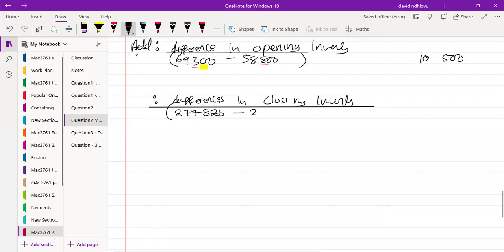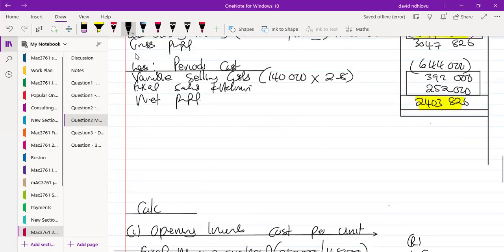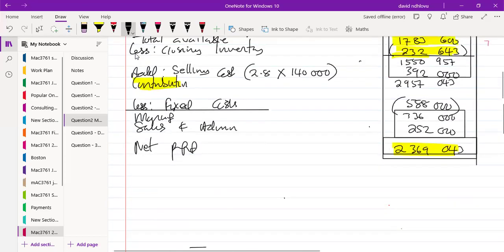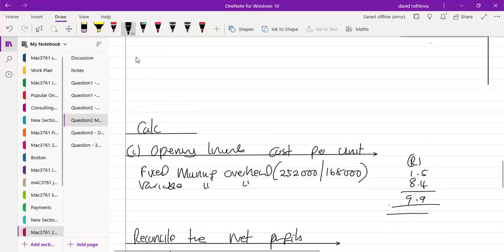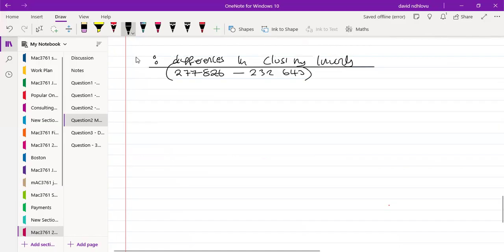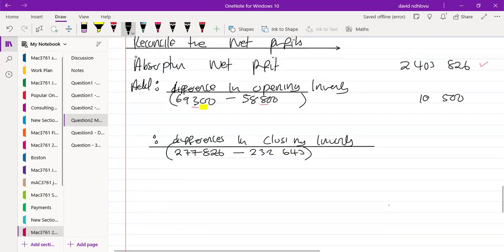232,643. Let's confirm that. Right, that's 232,643, correct? And then we say 277,826 minus 232,643, which then gives you an amount of 45,183, which we are going to deduct.